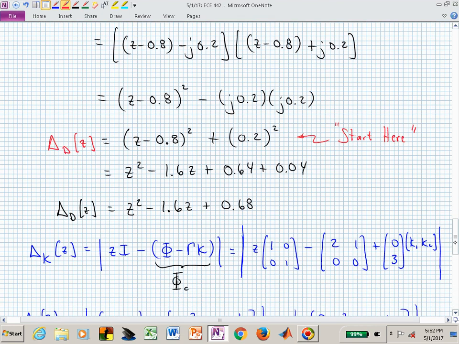Now if we apply full state feedback and create this characteristic polynomial as a function of the unknown k's, that's the determinant of zI minus the closed loop system matrix. And the closed loop system matrix is phi minus gamma k. I may at some point call that capital Phi sub c for the closed loop system matrix. But right now, that contains these unknown state feedback coefficients, k sub 1 and k sub 2. These are the values that we're trying to find.